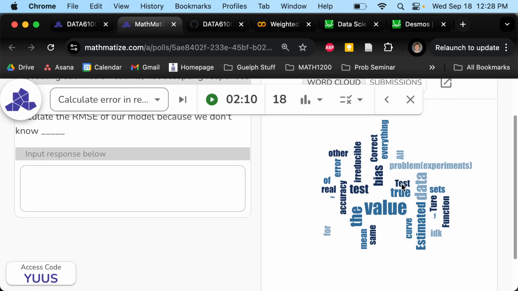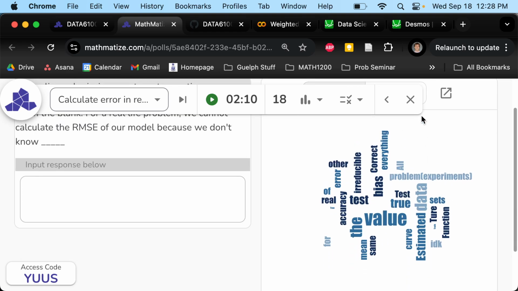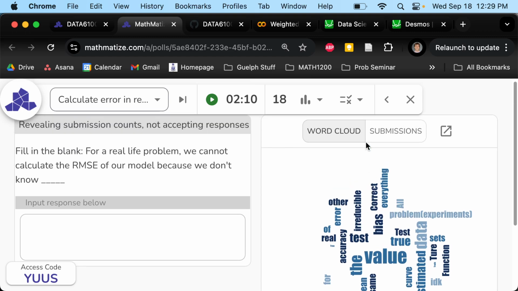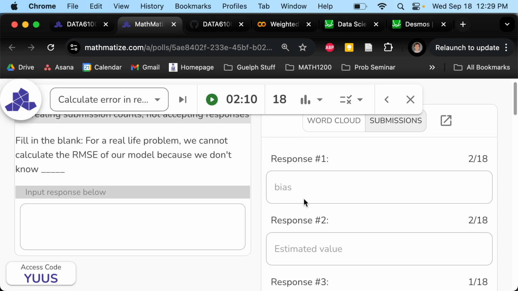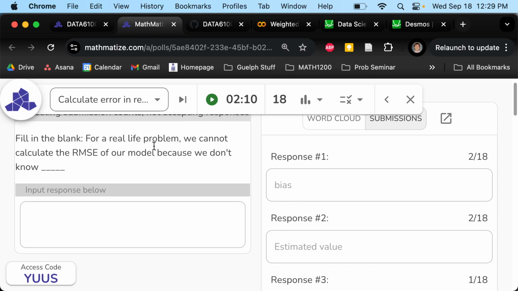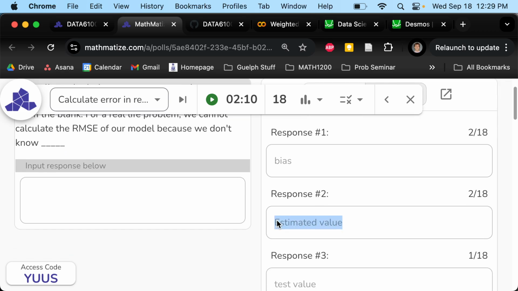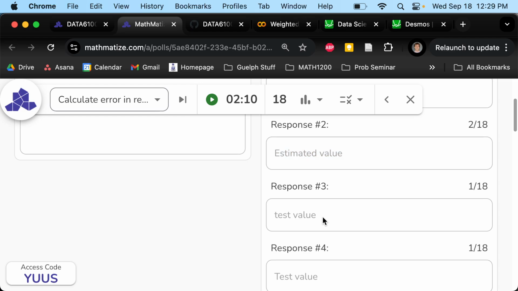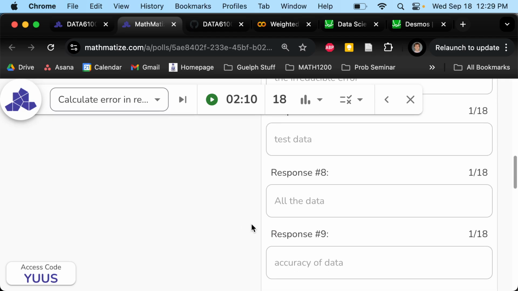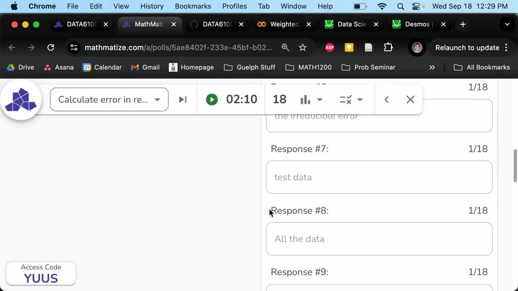Here's a little word cloud. Okay, let's see what the actual responses were. Let's go one by one. The bias. It's true you don't know the bias. The bias is related to the thing that's supposed to go in the blank, so your bias is half right. The estimated value. You do know the estimated value. You construct the estimate, you do know the estimate. The test value, that will also be something that you will know. So none of these are right so far.